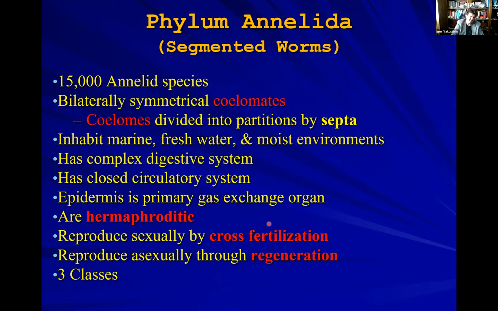Epidermis is the primary gas exchange. Some of them create parapodia, which they will use as a kind of modified gill. Most of them are hermaphroditic, males and females at the same time, but again, cross-fertilization. One worm comes to another and they cross-fertilize. And many of them will reproduce asexually through regeneration.